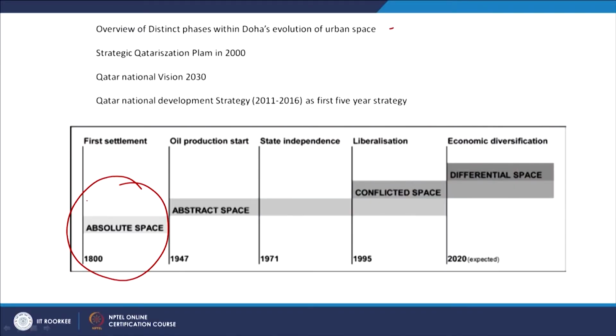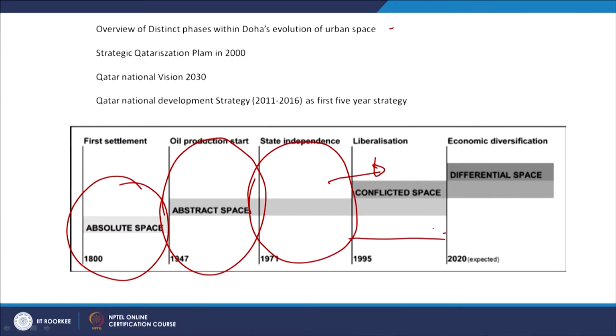1800s, it talks about the absolute space, the very first settlement, and in 1936, when the oil started, the abstract space was conceived and evolved, and when it became an independent state from 1971 onwards, the liberalization process started, and that is where huge drastic changes occurred, demographically, spatially, physically, and economically, and that has resulted in the conflicted space. So now how are they expecting the future and what are the threats they are facing, and if the oil industry falls, what are the impacts?